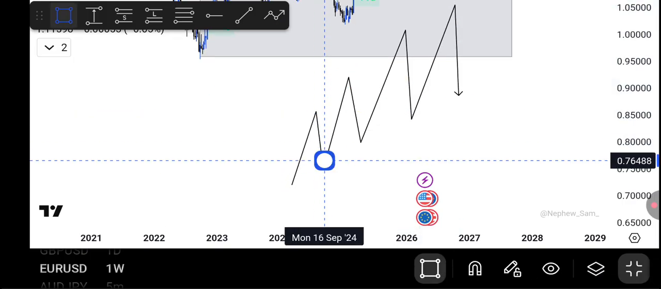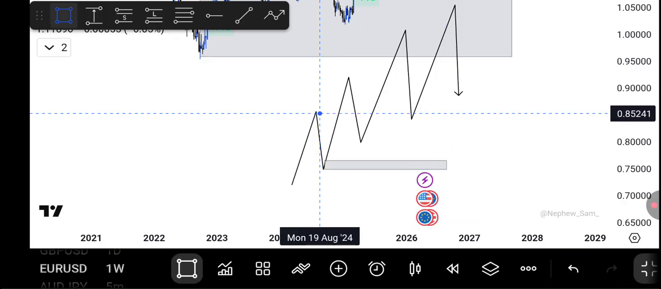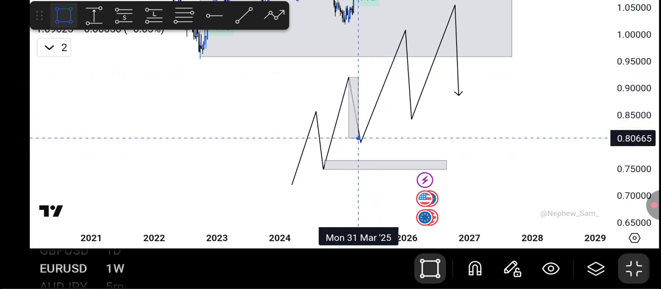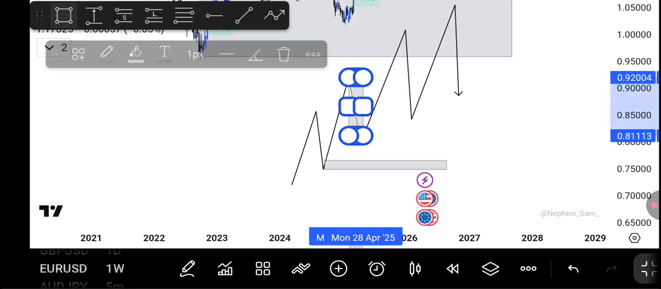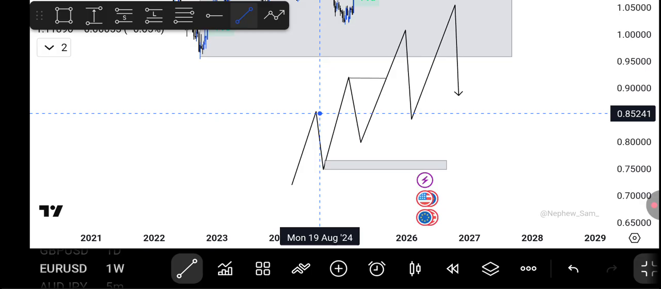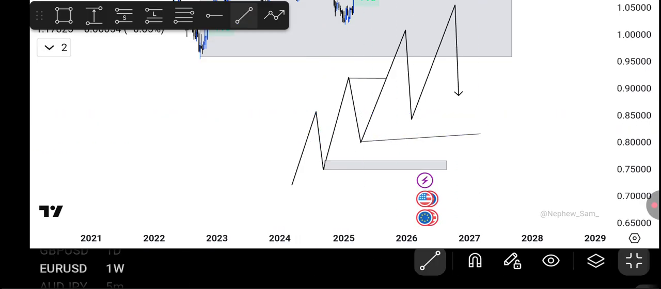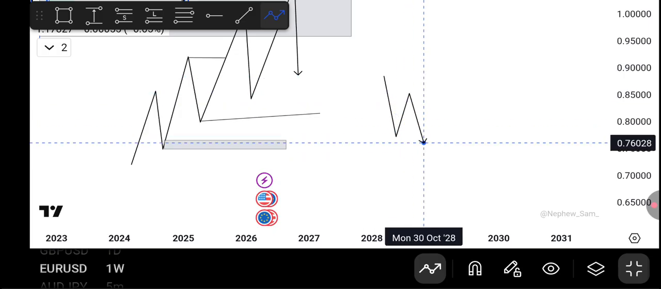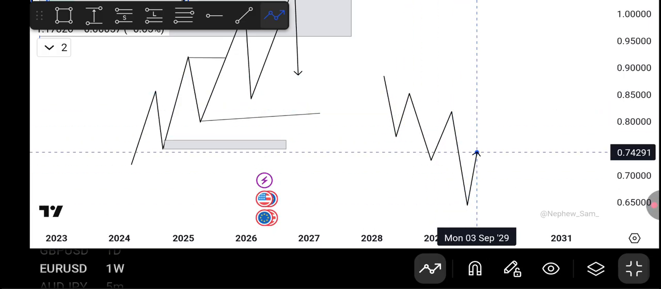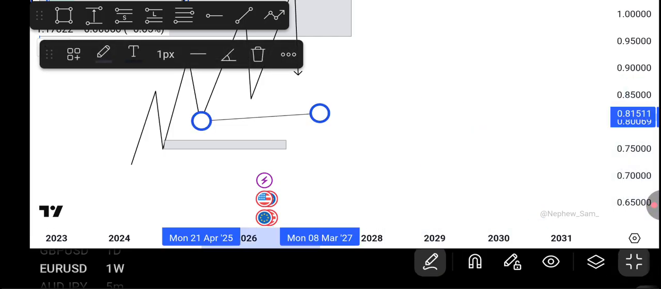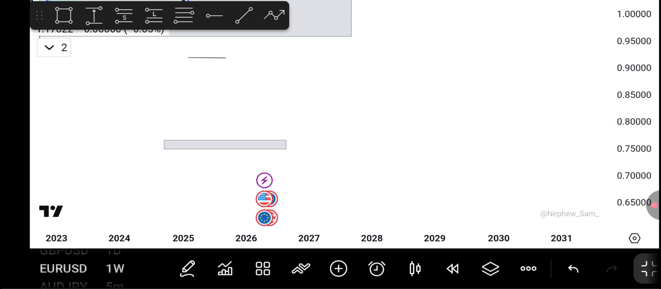So this is expansion at this area, and this is retracement at the lower side. Also in the downtrend, lower low, lower high, lower low, lower high, lower low, lower high. We have retracement, expansion, retracement, expansion, and so on and so forth. So that is it.